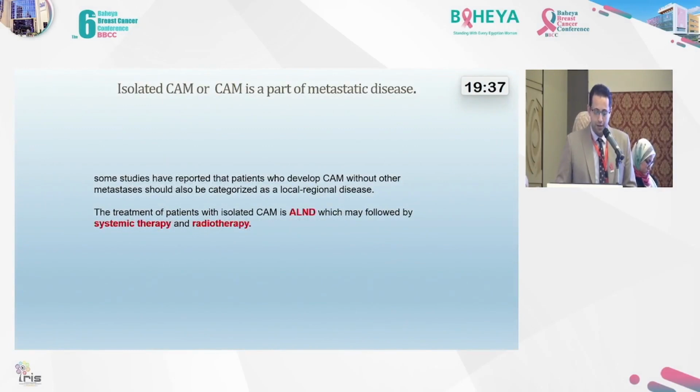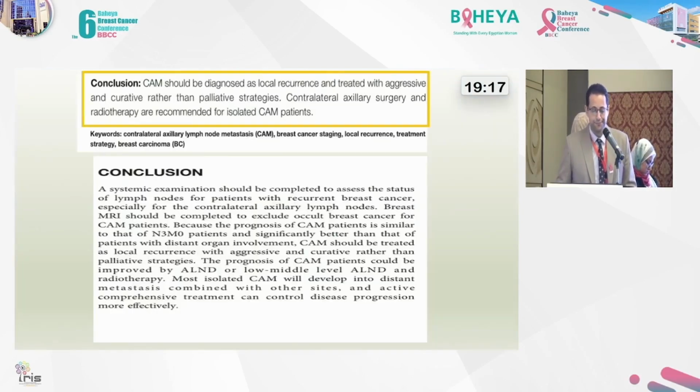Also, for the metachronous contralateral axillary metastasis, some studies have reported that a patient who developed contralateral axillary metastasis without other metastases should be categorized as locoregional disease, and treated with axillary lymph node dissection followed by systemic therapy and radiation therapy.